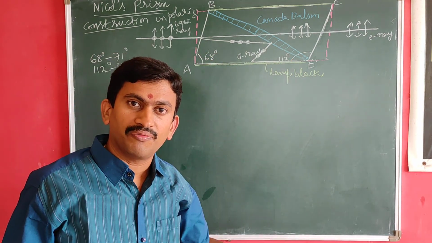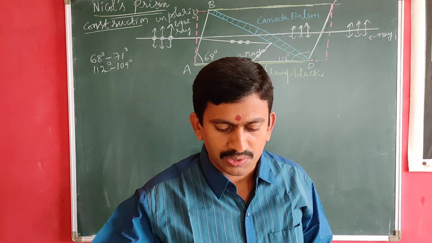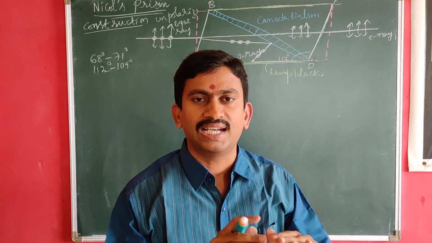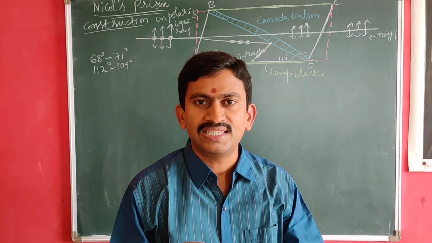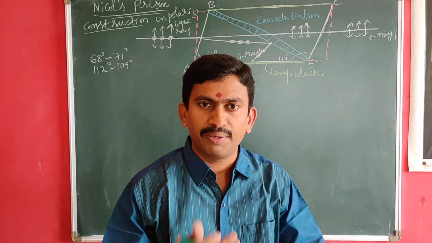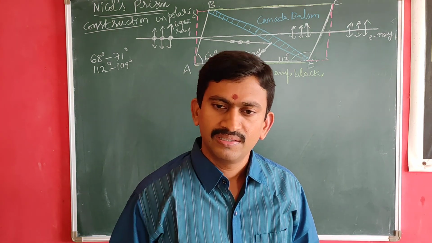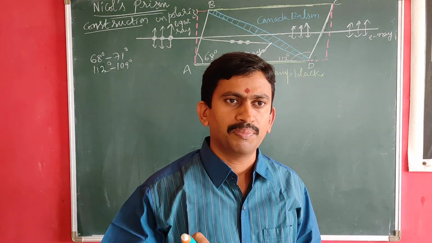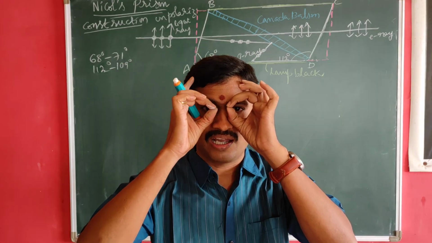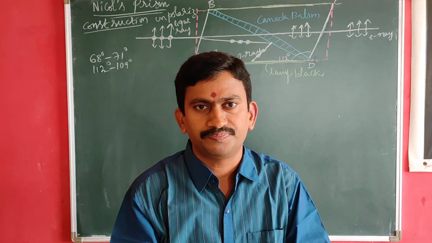What is field of view? For example, when we are viewing through a telescope or microscope, we are able to view only a certain region. The region up to which we are able to view, that region we call the field of view. Similarly, for example, if we consider a binocular lens, when we are viewing through a binocular lens, we are able to view up to a certain region only.